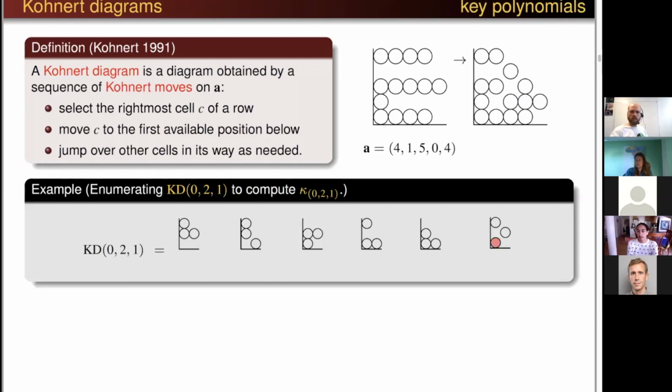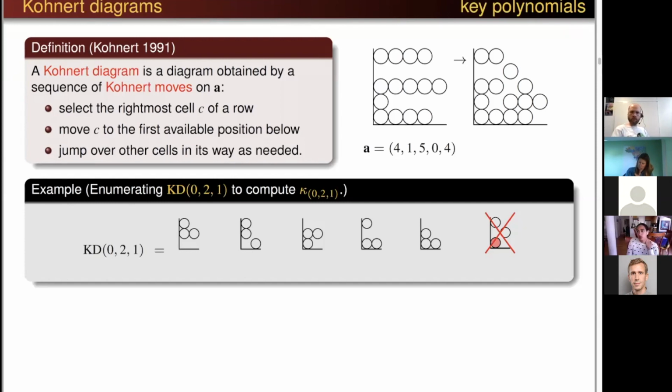I will point out that this diagram on the right with that red bubble at the bottom is not a Kohnert diagram, because there's no way that red bubble could have gotten down there by a Kohnert move, by any sequence of Kohnert moves. Okay, so you can't just get anything. It's a restrictive condition. So these are the 5 bubble diagrams that I get, the Kohnert diagrams.